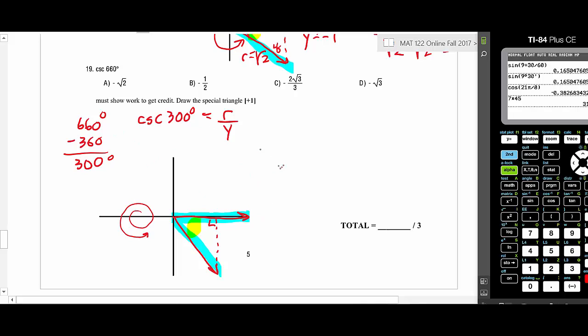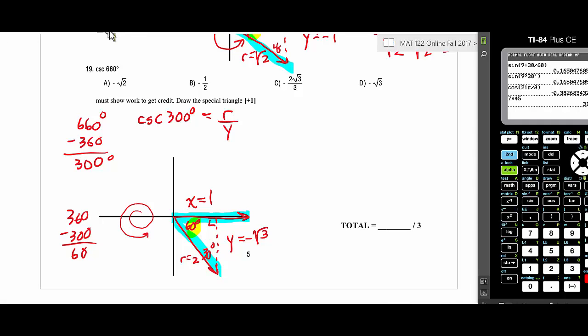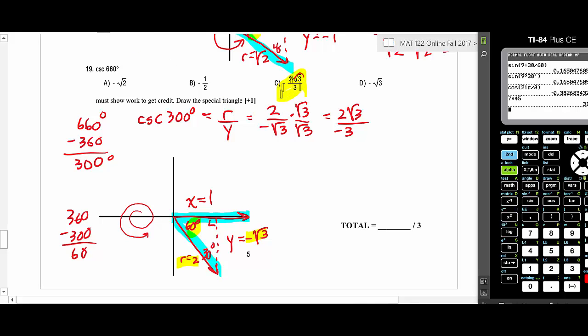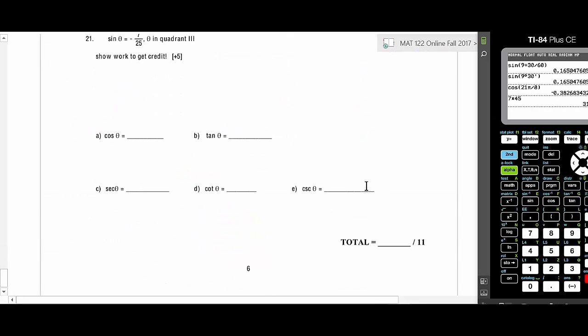Okay, so really all we got to do is all the way around the circle is 360, less the 300 is going to give you a 60-degree reference angle. So that means you have a 30-60 right triangle. Okay, so it's going to go like this. X is 1, y is negative square root of 3, r is 2. Okay, so by definition then, we would have r over y. So you're going to have 2 over negative square root of 3. You'd want to rationalize the denominator to get 2 root 3 over negative 3. So that should be the answer of the problem. Okay, right there. All right, there's your answer. Choice C.